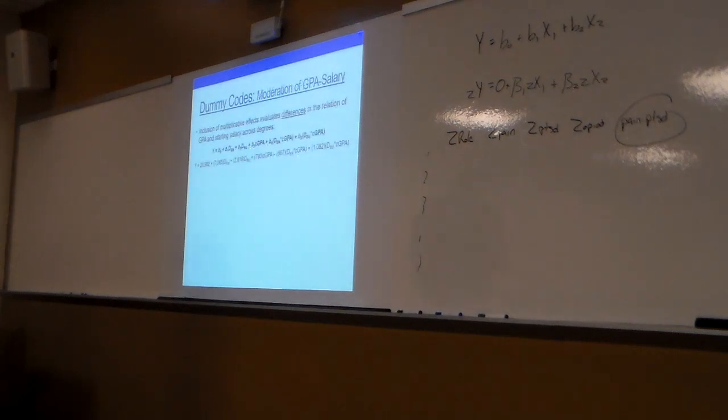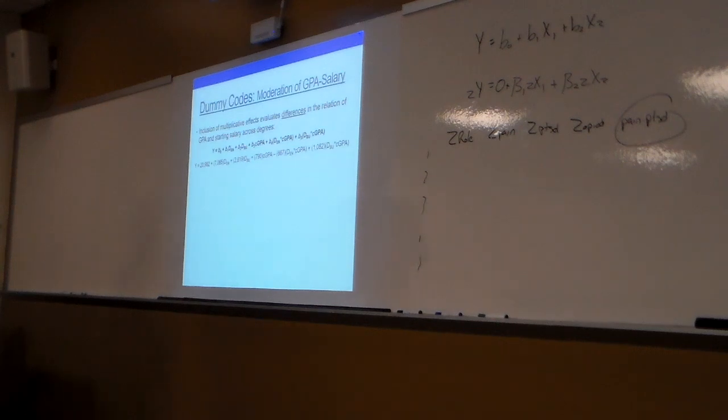And so what we might want to know is whether or not we have any multiplicative effects, whether or not a degree program makes a difference in the association between starting salary and GPA, right? So does college GPA hold a different relation with starting salary depending on whether I'm a liberal arts major, an engineering major, or a business major, okay? And we can't test that in an additive model, but we can test it in an interactive model, right?